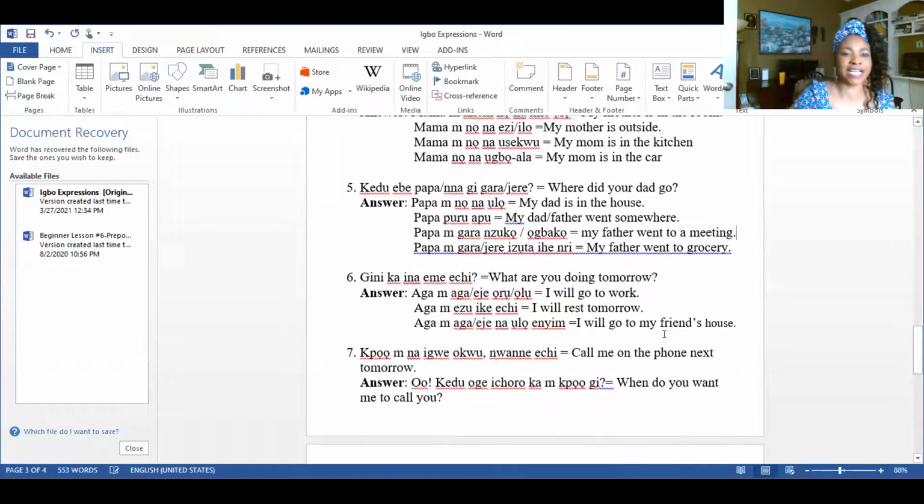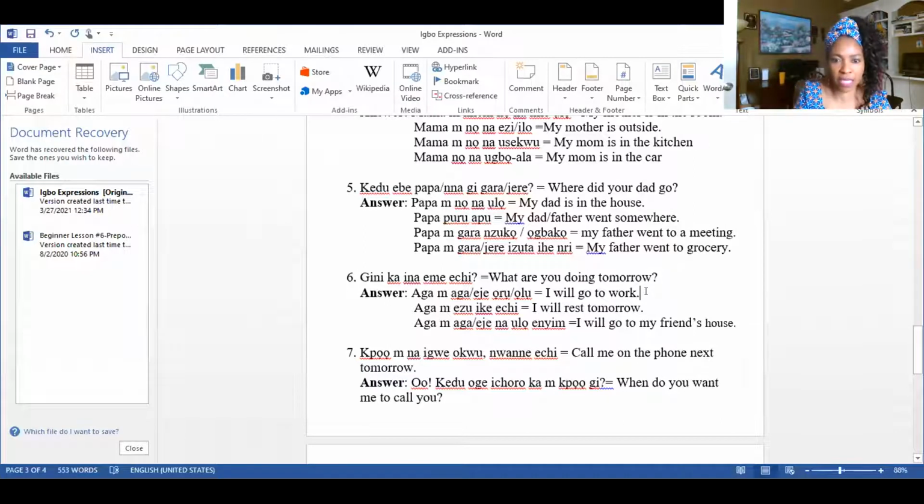Now, when I say, Gini ka i na eme echi? What are you doing tomorrow? Echi means tomorrow. What are you doing tomorrow? Then you answer: agam aga or agam eje oru. Some people say oru. It means I will go to work. I will go to work. Or I will work tomorrow. Agam alu oru echi means I will work tomorrow.